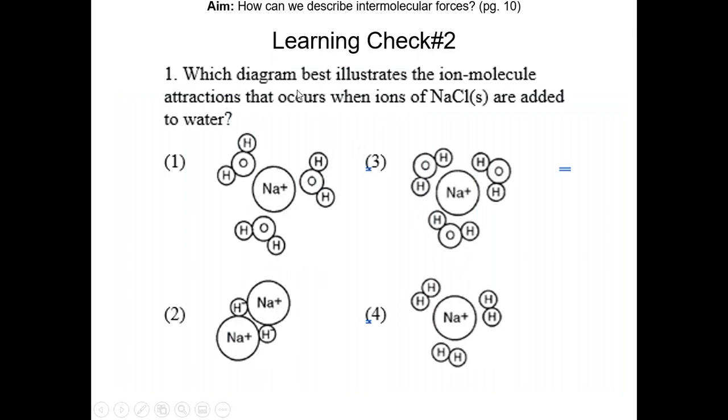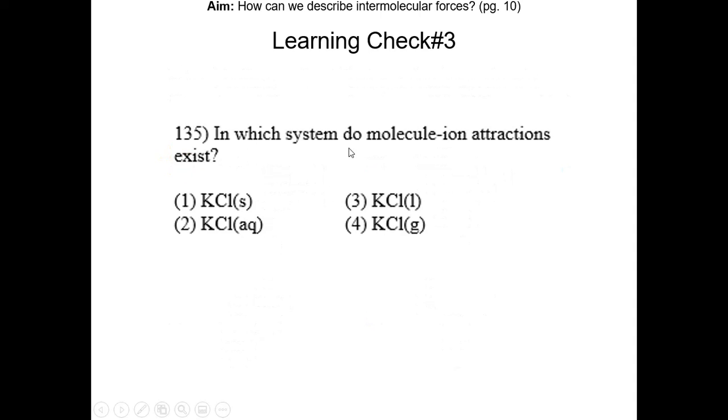Learning check number 2. Which diagram best illustrates the ion-molecule attraction that occurs when ions of NaCl, solid, are added to water? Pause the video and resume once you complete it. So the answer is choice 1. Learning check number 3. In which system does molecule-ion attraction exist? Pause the video and resume once you complete it. So we're looking for an ionic compound that's dissolved in water. So the answer is choice 2, KCl aqueous.